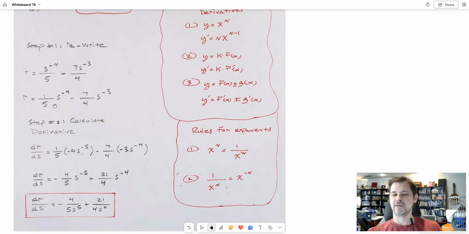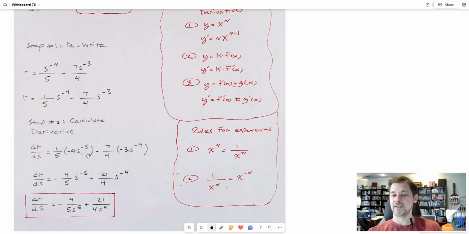But then how do we find the derivative of s to the minus 4 power? That's what this rule is applicable for. I've got my variable to a power. What's it say to do? I bring that power down to the front. Okay, so the negative 4 power gets brought down to the front right there. And then what do I do? I subtract 1 from it.